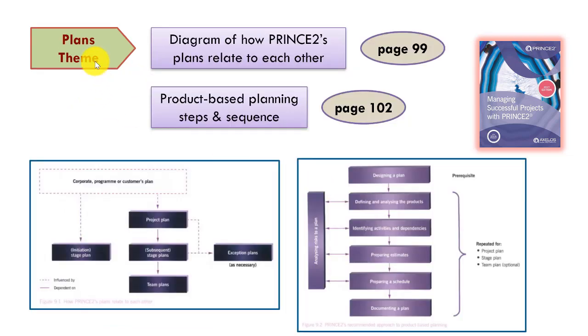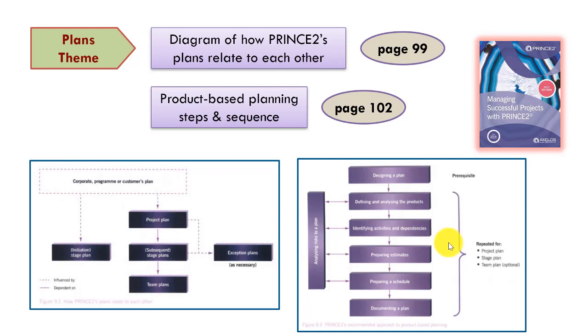On the plans theme, a diagram of how PRINCE2's plans relate to each other is on page 99. Here's the picture. Very easy. It just reminds you of the different levels of plans, knowing that there's an initiation stage plan as well as subsequent management stage plans, but also reminding you that exception plans are not a different level. They merely replace either a stage plan, which is forecast to exceed its tolerance, or the project plan.